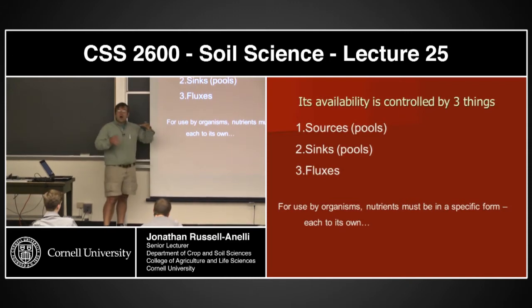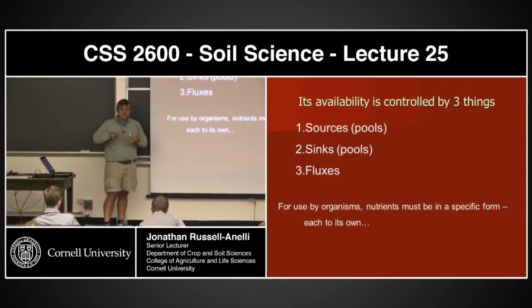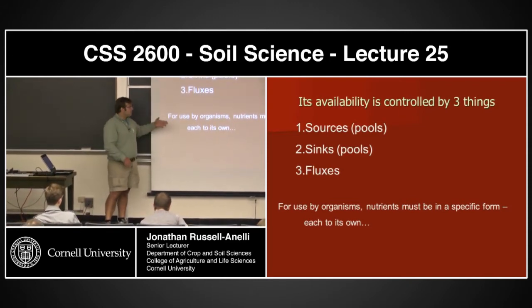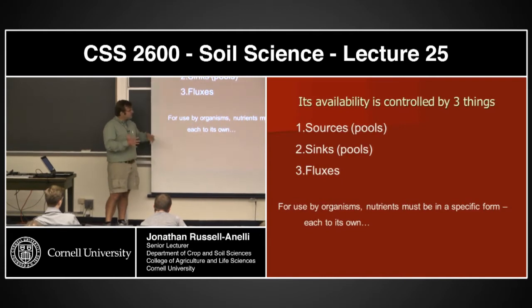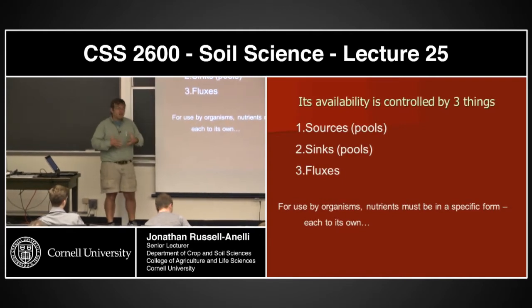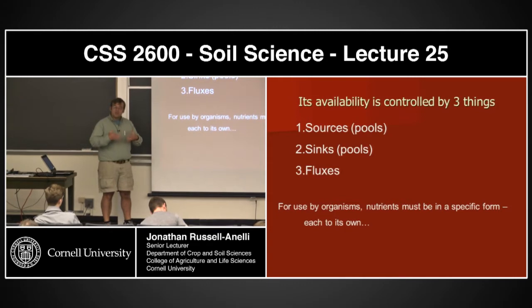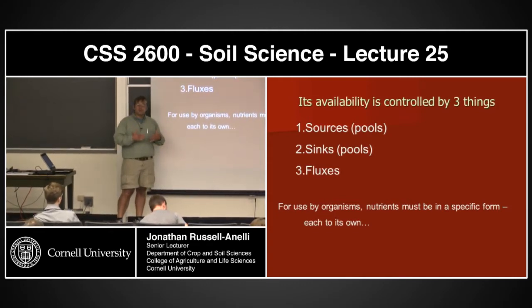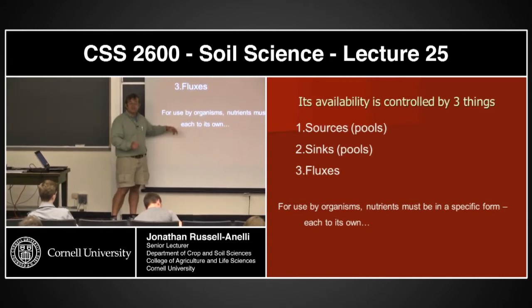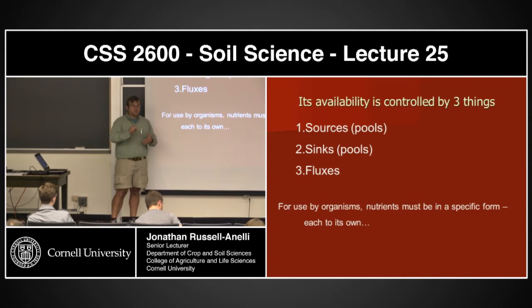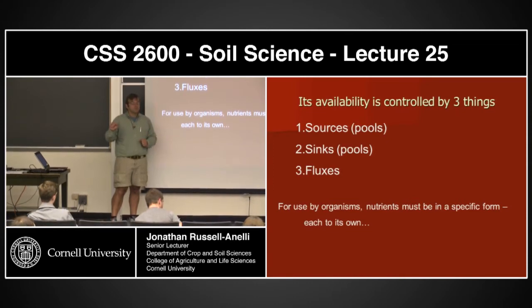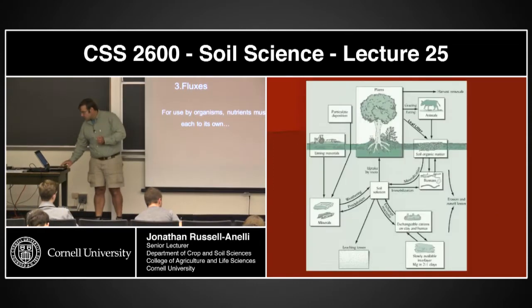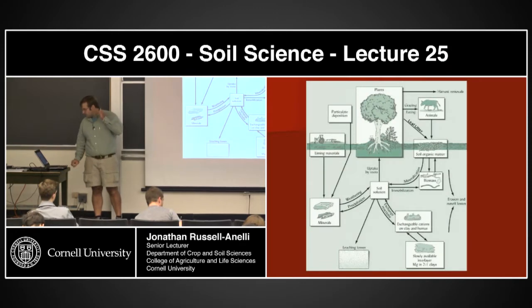I'm premising this lecture and all the lectures that follow on the basis that we're looking at nutrient use by organisms. You need to understand that organisms need to get their nutrients in certain, very specific forms. So in a sense, you could say to each its own form of nutrient. Now, today we're going to be talking about the nitrogen cycle, and let me take a step back.